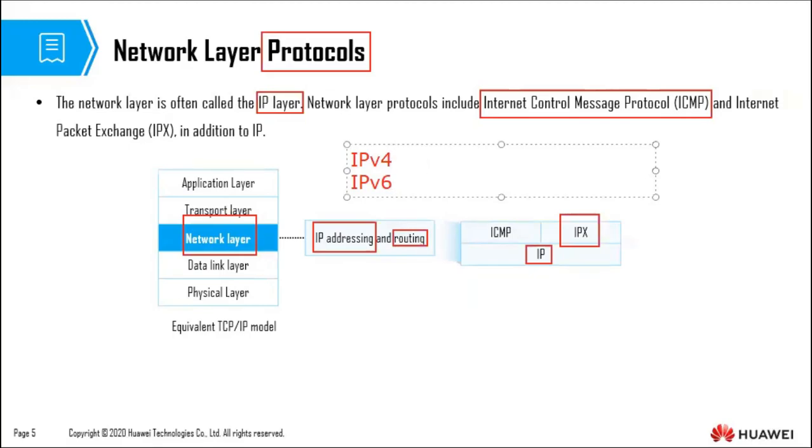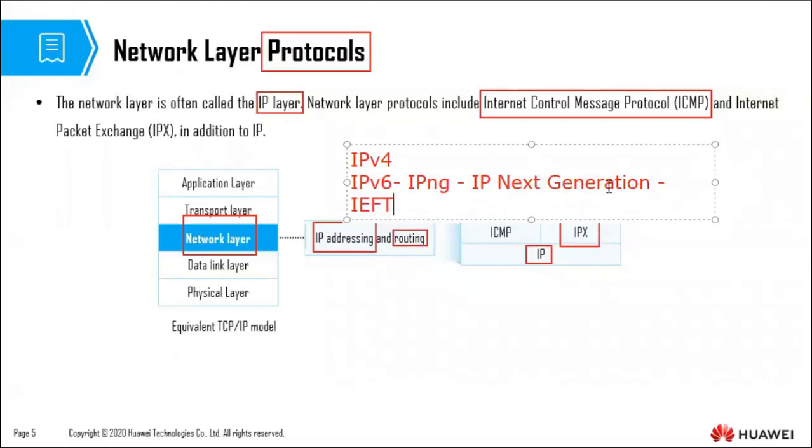Now, IPv6 is also commonly referred to as IPNG, or IP next generation. So anytime you hear someone talking about IPNG, just know that they're talking about IPv6. It is important to appreciate that this resource was created by the Internet Engineering Task Force, IETF.